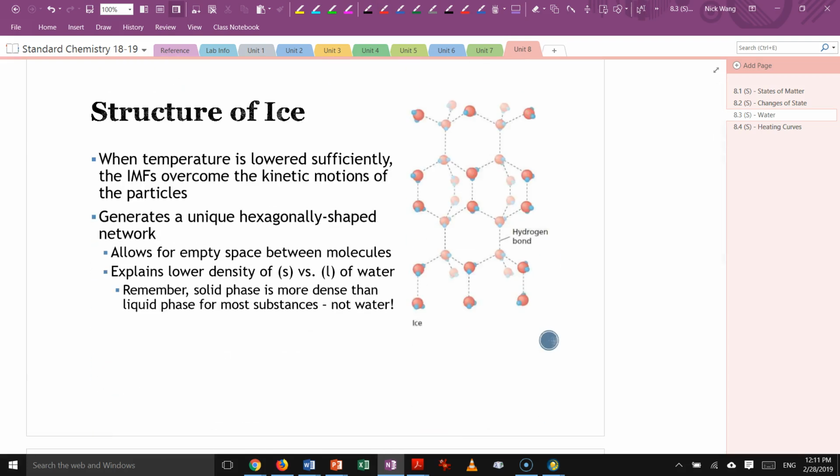On the other hand, we have ice. So we're going to switch gears from water as a liquid to water as a solid. So the structure of ice, if you lower the temperature enough of water, these IMFs then become a lot more important and are the primary influencer as to how the structure appears.